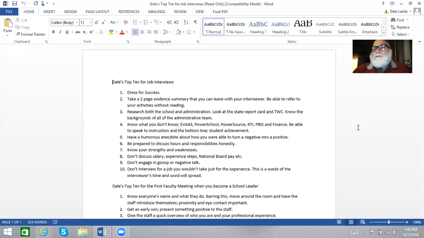Know the backgrounds of the administrative team so you don't say something dumb like, PE teachers are stupid. Well, the principal might have been a former PE teacher. And know their strengths and weaknesses, if at all possible. Know what you don't know. Be able to be conversant in EVOS, Power School, Power Source, RTI, PBIS, and school finance. Be able to speak to instruction and the bottom line, which is student achievement.